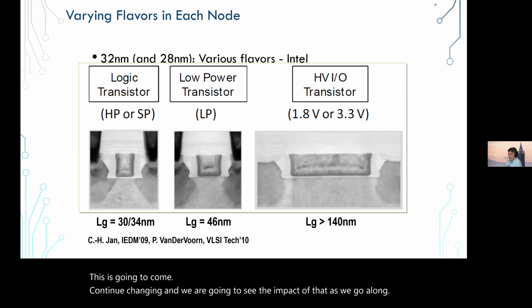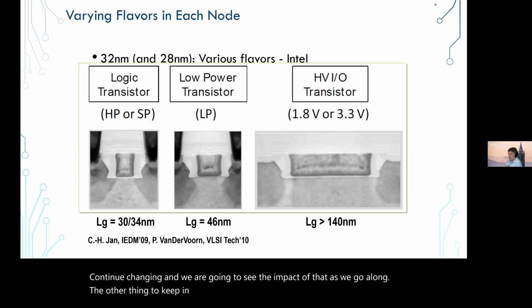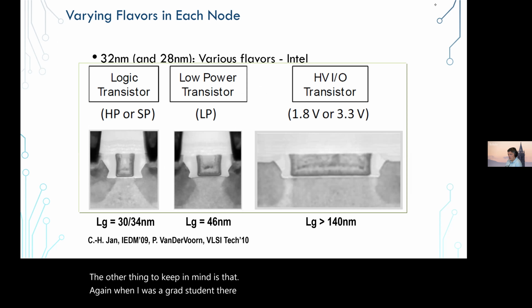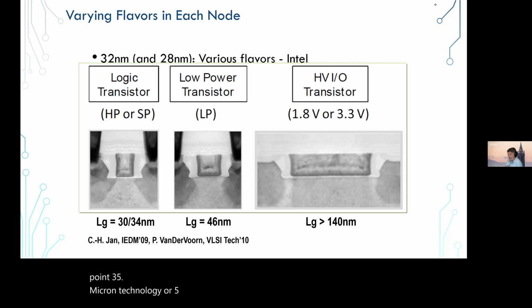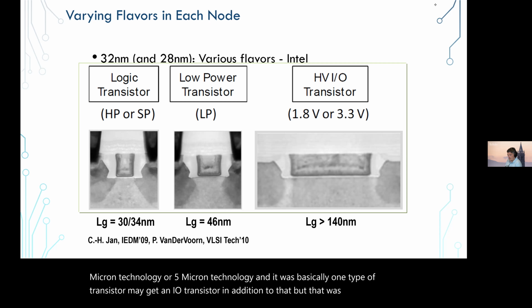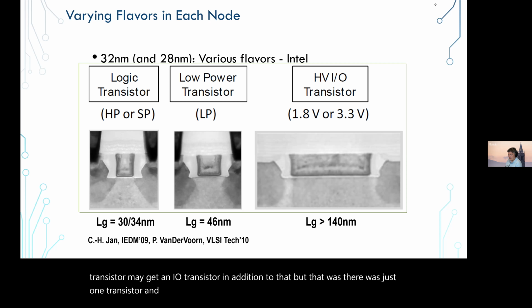The other thing to keep in mind is that, again, when I was a grad student, you got your technology, say, 0.35 micron technology or 0.5 micron technology, and there was basically one type of transistor. You may get an IO transistor in addition to that, but that was it. There was just one NMOS and one PMOS, and you just ran with that. Now, there are many flavors of a transistor.